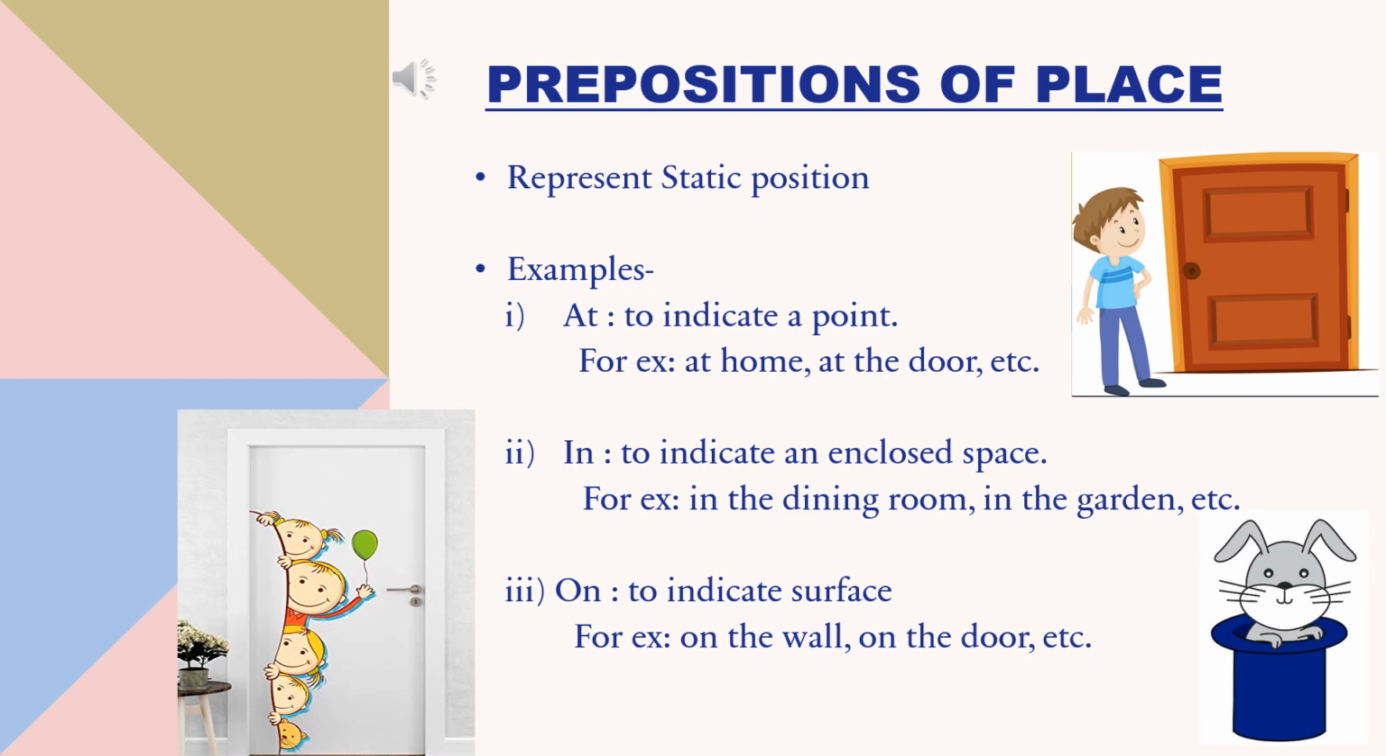And last we have is on. On is used to indicate the surface. For example, as you can see in the picture, there is a wallpaper on the door. Okay, so wallpaper is in contact with the surface of the door. And in such cases, we use the preposition on.